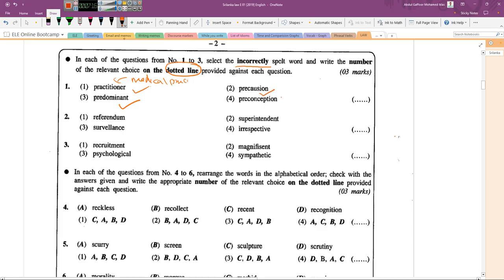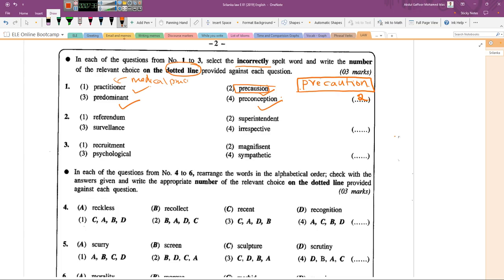And precaution. This is not correct because the spelling of precaution is P-R-E-C-A-U-T-I-O-N, right? So this is how it should be written, not this. So the answer is 2. And preconception, that is also correct.